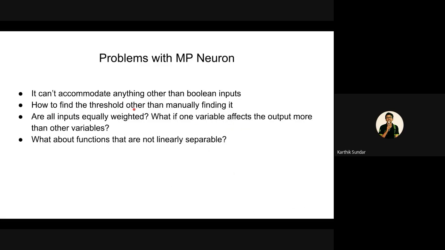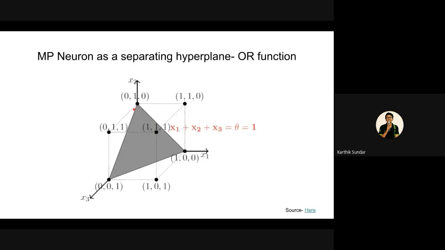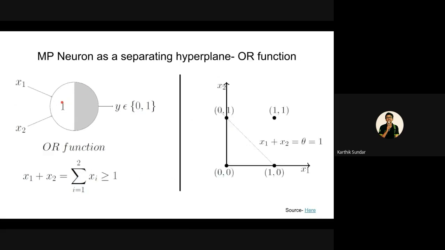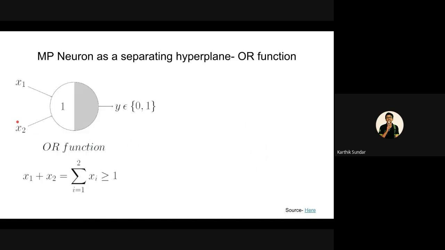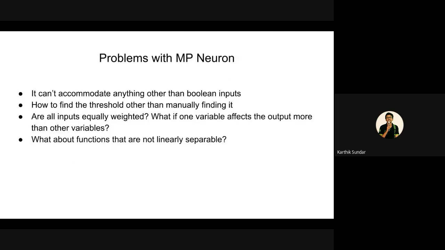And all inputs are equally weighted. Here the g of x just takes all the inputs and adds them: x1 plus x2 plus x3. It is not giving any weights. For example, the x1 feature can be more important than the other 2. That particular weighing logic is missing in the MP neuron, and that's a problem here.